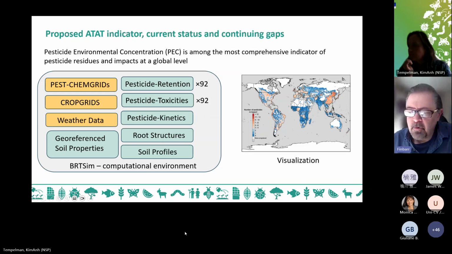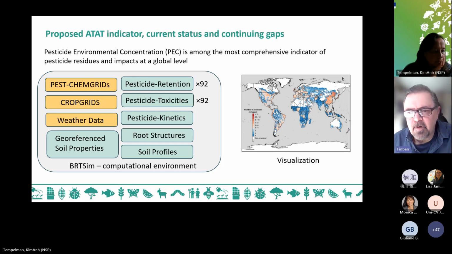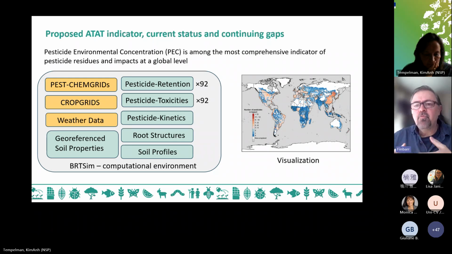So I'll just go through a few slides. One, just to reiterate why we moved away from pesticide environmental concentration, what is the TAT, or the total applied toxicity, and why we moved towards aggregated total applied toxicity.